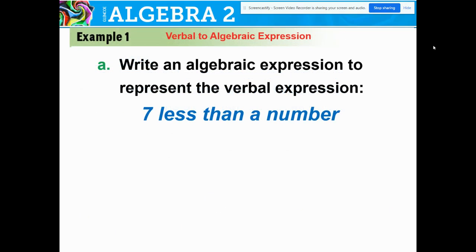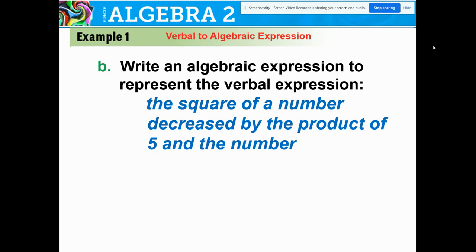Example 1, verbal to algebraic expression. A. Write an algebraic expression to represent the verbal expression 7 less than a number. We can use any variable we want to for the number. I just use x. X minus 7 is 7 less than a number.